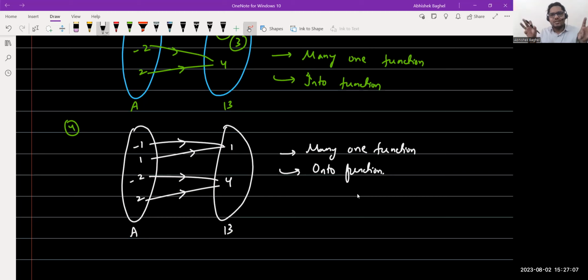So any function can be classified into either of these four functions basically: one-one onto, one-one into, many-one onto, and many-one into. Clear?